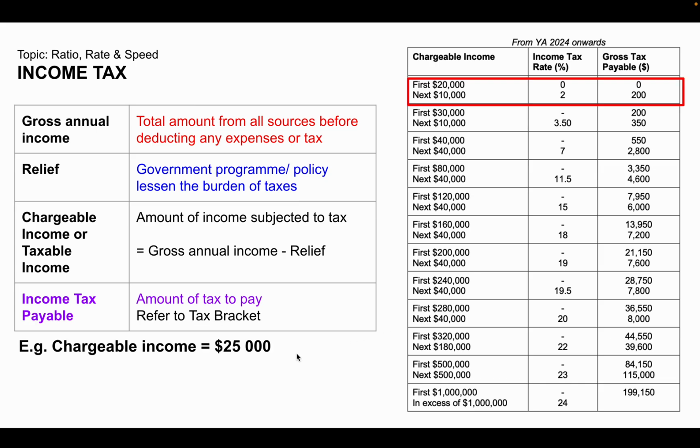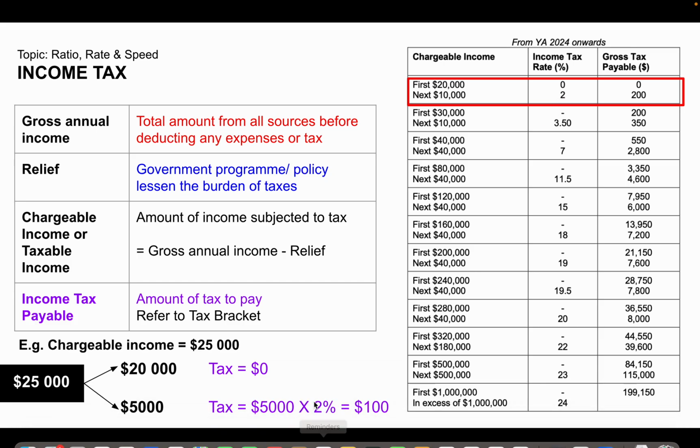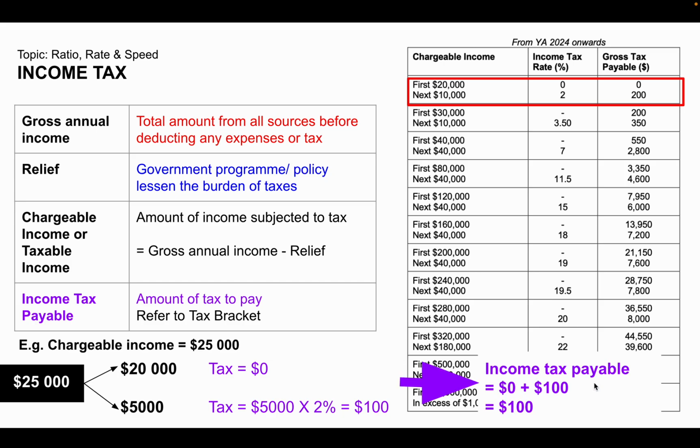Here is an example. For example, the chargeable income of $25,000. So we will look at this income bracket. And from here, we know that we are going to split at least a 20,000 first and the remaining amount. So this is what we get. And from here, we know that the tax for the first 20,000 is 0 based on this. And then the tax for the next 5,000 is 2%, which is over here. And now this is $100. So the total tax payable would be 0 plus 100, that gives $100.